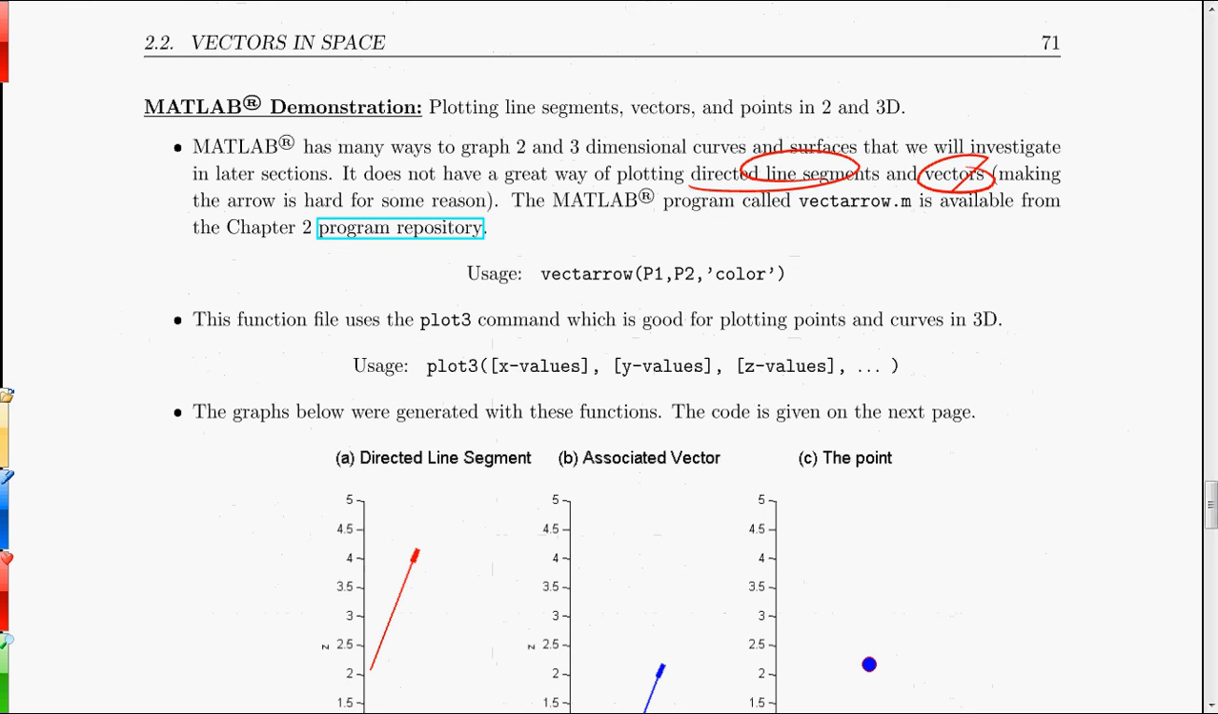All right. So in the Chapter 2 program repository is this function called vectaro. And the usage looks like this. You put in the initial point, the terminal point, and the color, and it will go through the commands required to create a line and put an arrow at the end of it. It starts at P1 and ends at P2, and it'll make it whatever color you specify: red, green, blue, black, things like that.